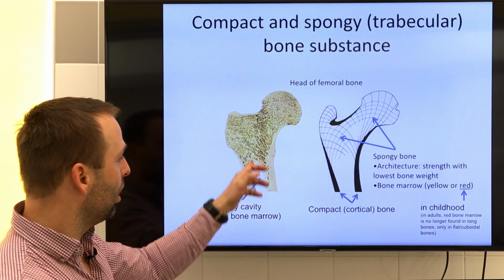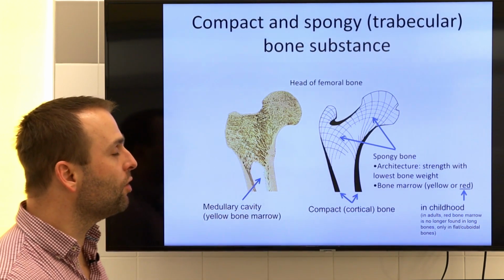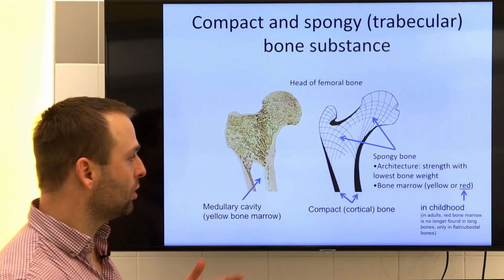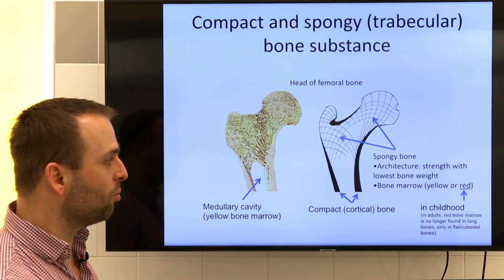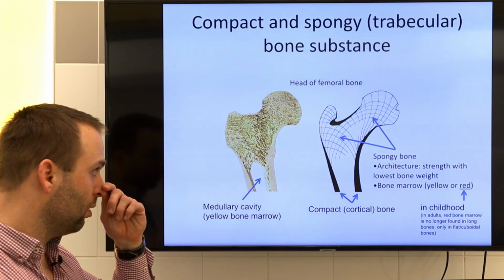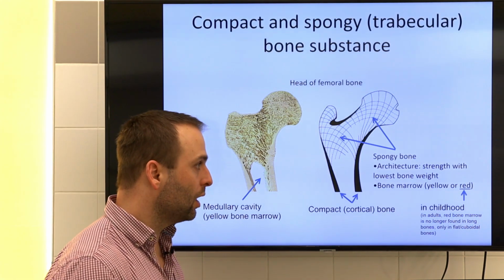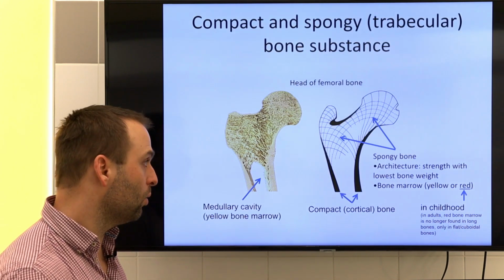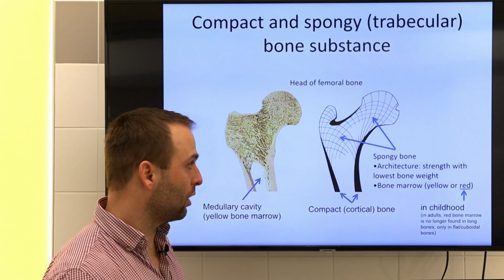The medullary cavity of the midpiece surrounded by compact bone is huge, so that's where you have the most amount of bone marrow, and this is in almost all cases yellow bone marrow, so basically general fat tissue.